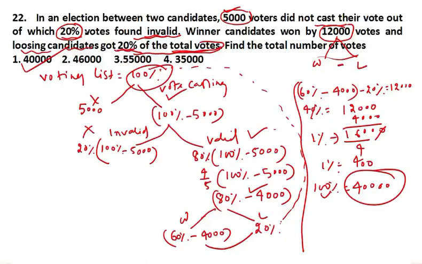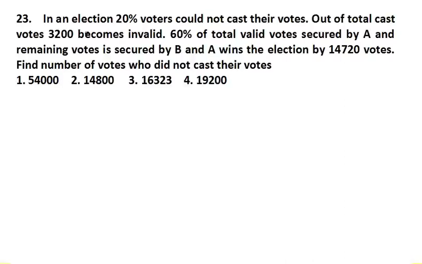Let's move ahead. In an election, 20% of voters could not cast their vote. Okay, out of the total casted votes, 3,200 votes became invalid. 60% of the total valid vote. Okay, here this line is important now. 60% of valid vote, and here the real number is given. You have to see these 2 points. First point, real number is given, and second point, from where it is asking you to calculate. Here it is asking you to calculate from valid vote.